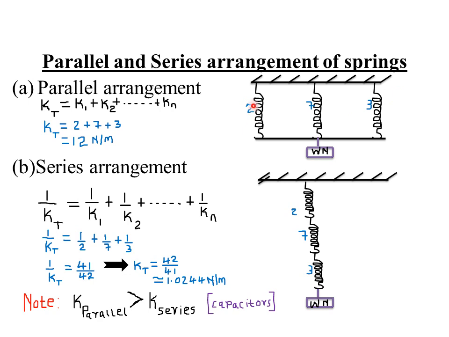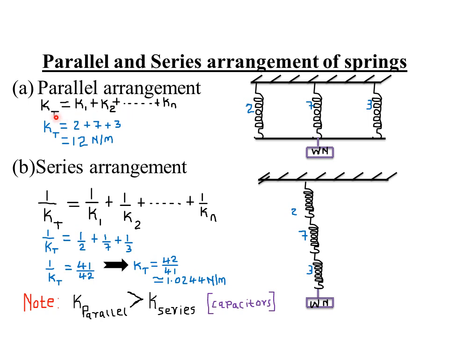This spring has a spring constant of 2. This one has a spring constant of 7. Then the other one has a spring constant of 3. Of course, they are supporting a weight of W newtons. Whenever springs are arranged in parallel, if you want to find the total spring constant, sometimes we also call it the effective spring constant, you will take the sum of the spring constants of individual springs in the parallel arrangement.